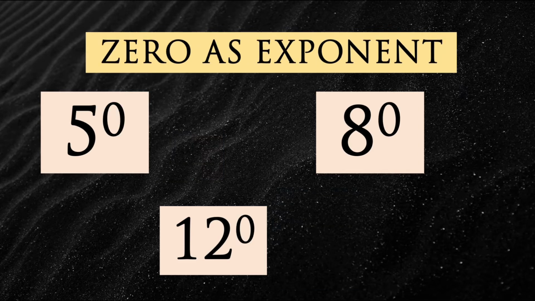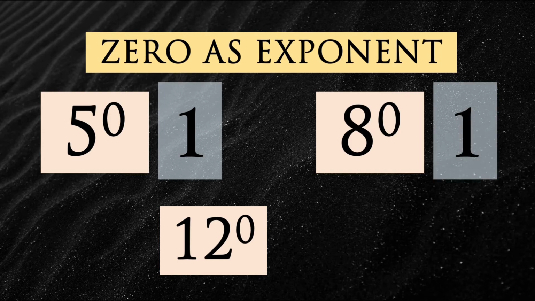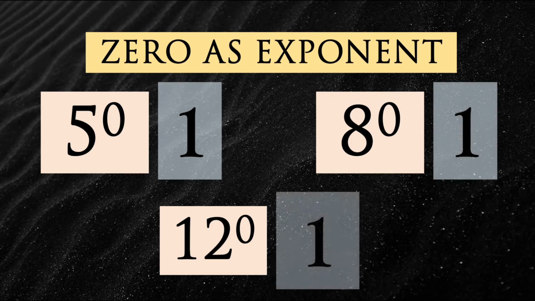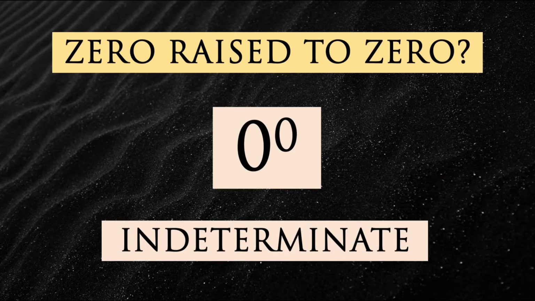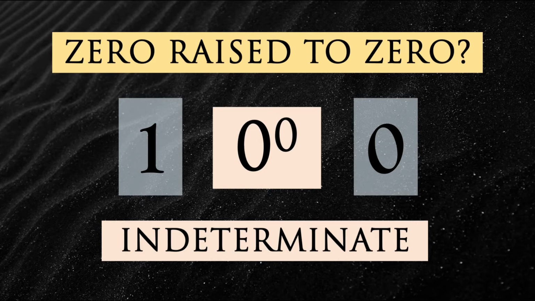And then what if your exponent is 0? So the rule is, if your exponent is 0, then the answer is 1. Therefore, 5 raised to 0 is 1, 8 raised to 0 is also 1, and then 12 raised to 0 is 1. How about this one? You've got 0 raised to 0. So it's either 1 or 0. So mathematicians call it indeterminate. Okay, so that's your answer.